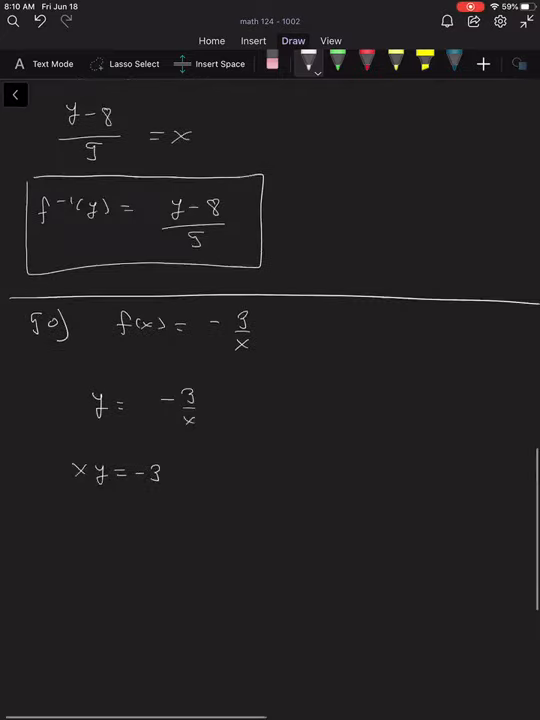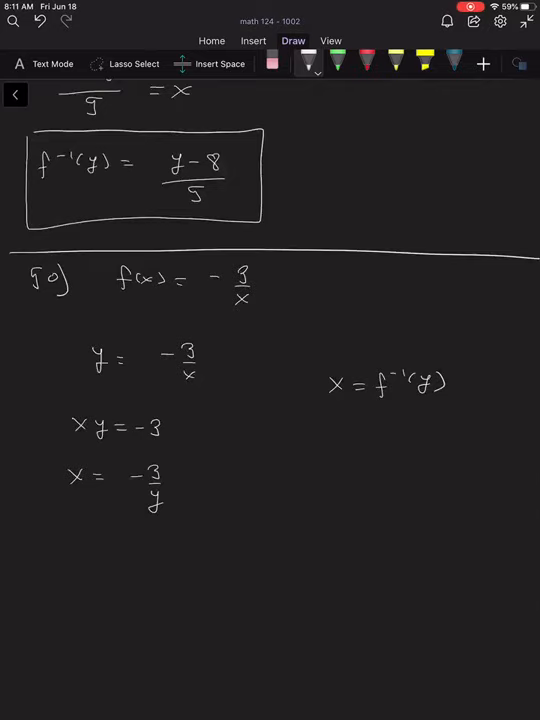Now divide by the y. x is equal to minus 3 over y. And then we're good. So again, x is equal to f inverse of y. So we solve for x now. We replace this x with f inverse of y. So we have f inverse of y is equal to minus 3 over y.